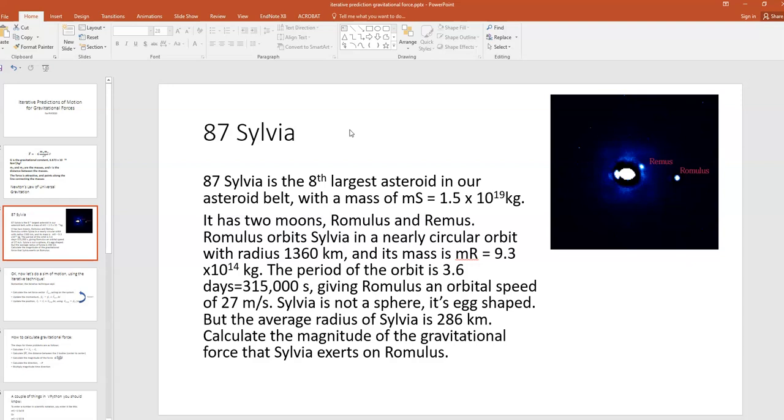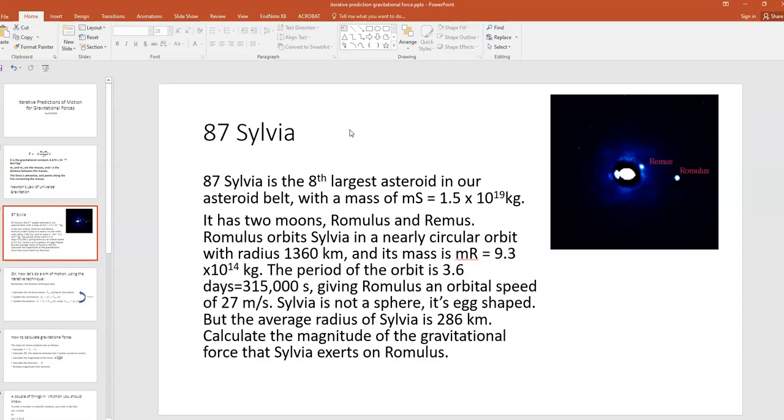Now this large asteroid is actually orbited by two small moons, Romulus and Remus, of course also asteroids. Romulus orbits Sylvia in a nearly circular orbit, and it has a radius of 1,360 kilometers. Its mass is 9.3 times 10 to the 14th kilograms. Looking it up, you can find that the period of the orbit is 3.6 days, which would be about 315,000 seconds, and that gives Romulus an orbital speed of 27 meters per second.